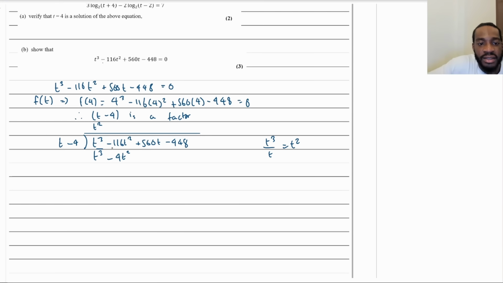So take away, what would that give me? That will be 0. Minus 116 minus minus 4 is a plus, that will be minus 112t squared. And then we drop this down, so it becomes 560t. Repeat the process. Minus 112t squared divided by t is just equal to minus 112t. So that will go there. And then we say minus 112t times that is going to be minus 112t squared. And then minus 112t times that, there's going to be a positive, what's that?